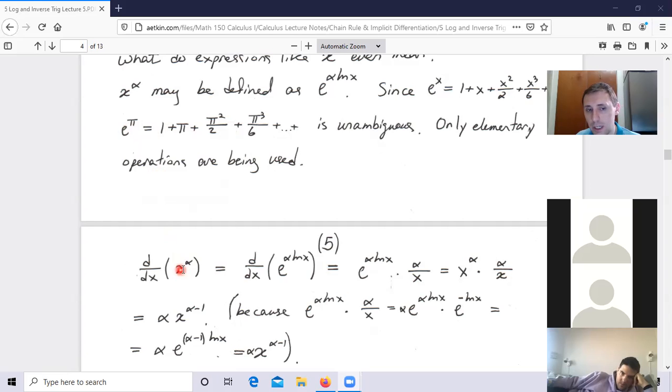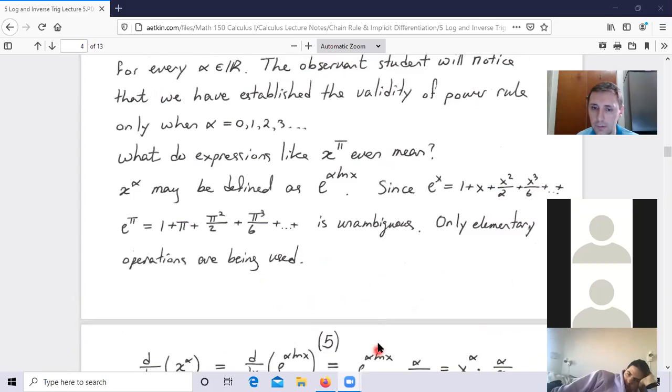In general, for x to the alpha, how do I get x? I get x as e to the ln x. So this is going to be the definition I pick for x to the alpha. That makes sense because logarithms are just the other side of the coin. It's the same function, viewed from a different angle. Logarithms make sense, and exponentials make sense.